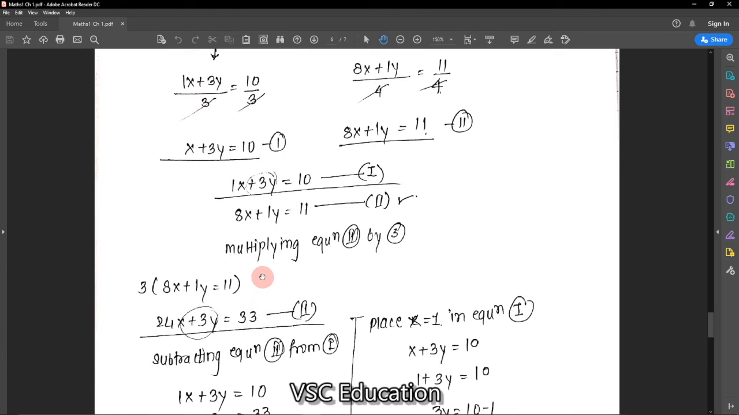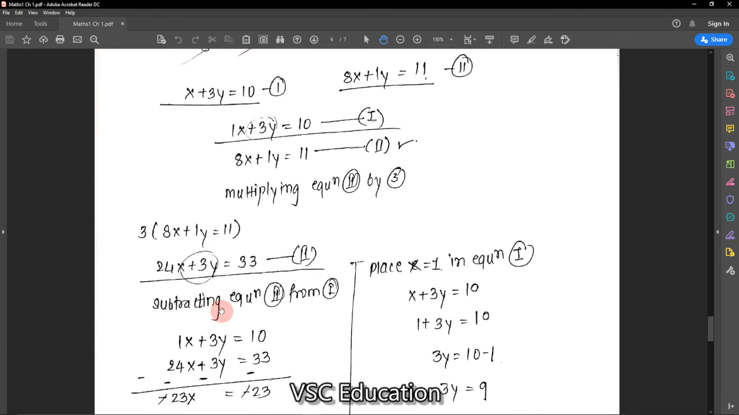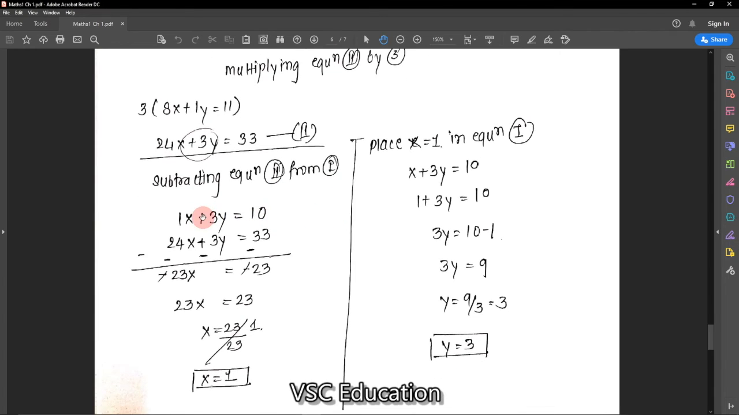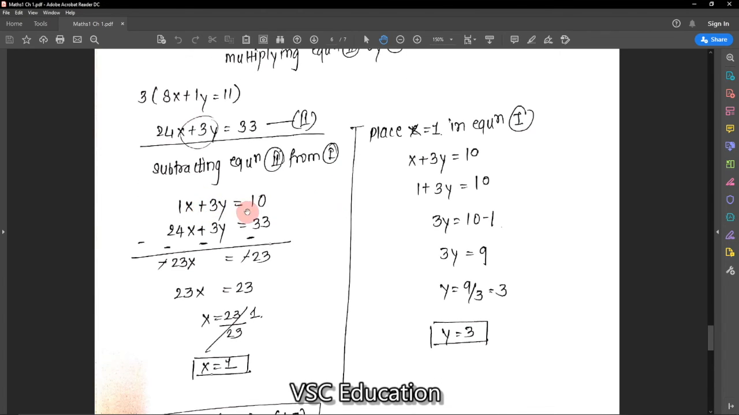So when we make it the same, the first one is 1x plus 3y is equal to 10 and 24x plus 3y is equal to 33. 3y same and signs are the same. Just you see. Okay. So we subtract. Subtract equation 2 from 1. Again you write both the equations. 1x plus 3y is equal to 10. 24x plus 3y is equal to 33 as usual.